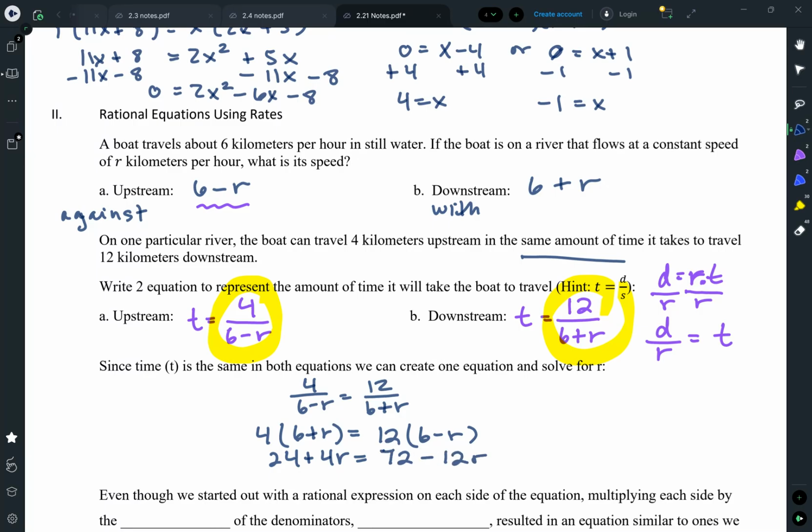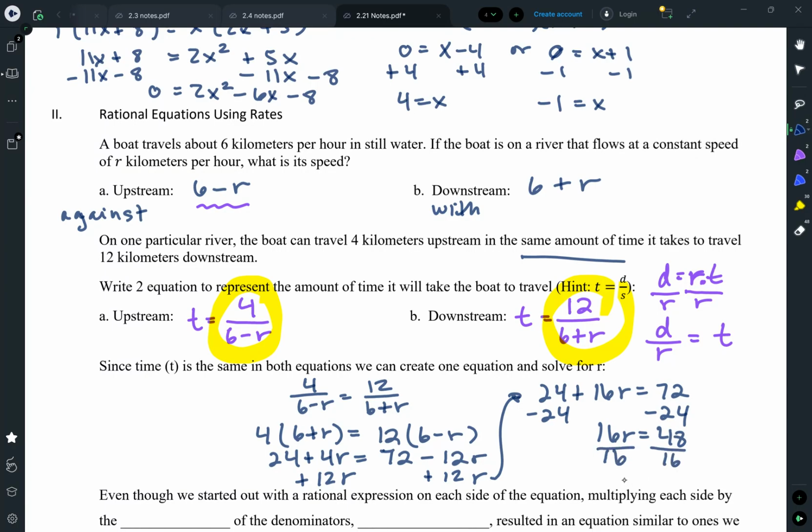And then we want to think about what is our next step to get everything together. So I've got r's and numbers on both sides. So I would want to go ahead and add 12r on both sides. So negative 12 is smaller than 4. I always want to move my smaller variable. It's going to make it easier. So now I have 24 plus 16r equals 72. Subtract 24 on both sides. 16r is equal to 48. Divide by 16, and r equals 3. So the speed of the river is 3 kilometers per hour.